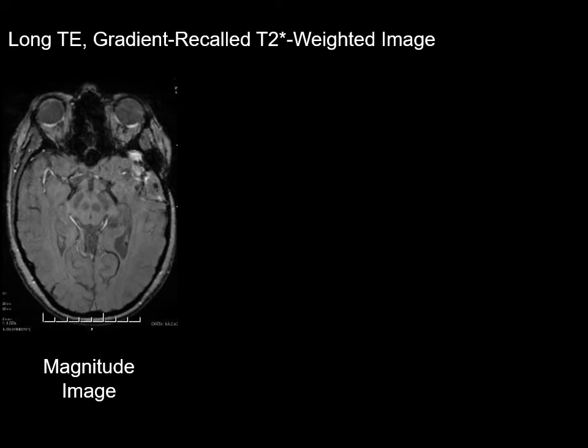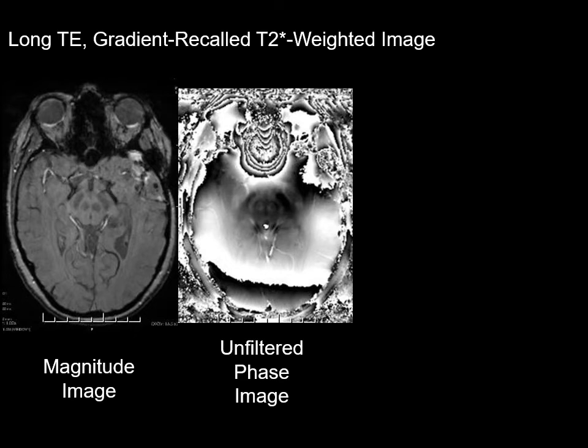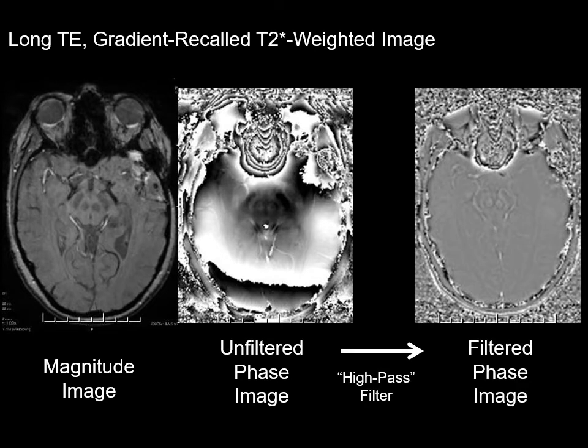Let's look at an example of how this is applied. On the left, you have the magnitude component of a long echo time gradient recalled T2 star weighted image, which we would call a susceptibility weighted image. We get the phase component of that same image, but without the application of the filter, and we can see that low frequency contamination across the image as a series of broadly spaced black and white stripes across most of the brain, and then more closely spaced black and white stripes near the edges of the skull. A filter is applied, it removes the low frequency information, and lets the high frequency information pass through, and what we have would be called a filtered phase image, which in some cases can be very useful and give us information about what's in the image that we're looking at.